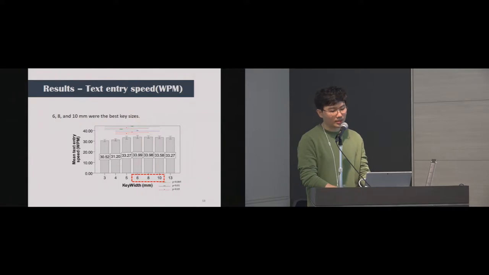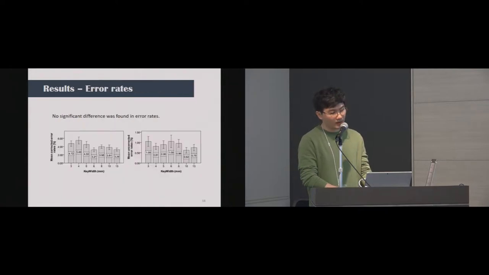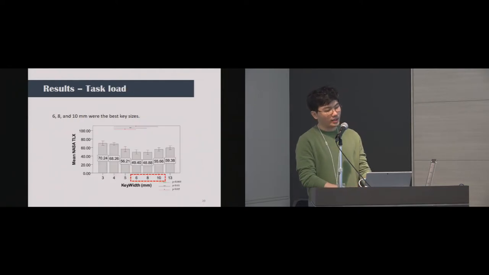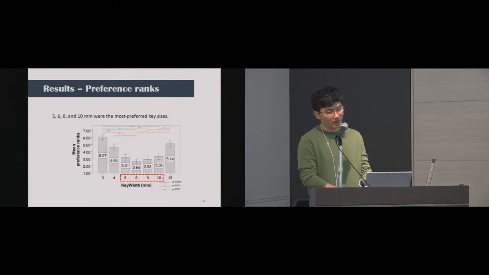This is the result of the text entry speed. The keyboards with 6, 8, and 10 mm key size show the best text entry speed. In terms of error rates, no significant difference was found in both corrected error rates and uncorrected error rates. In terms of task load, the keyboards with 6, 8, and 10 mm key size were the best. In terms of preference ranks, the keyboards with 5, 6, 8, and 10 mm were the best.